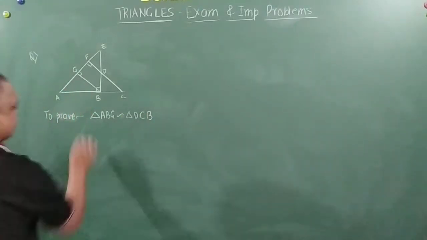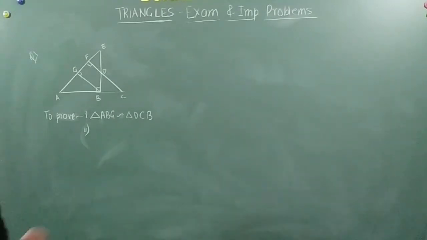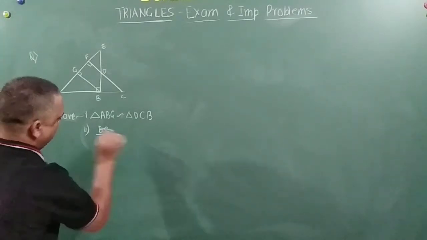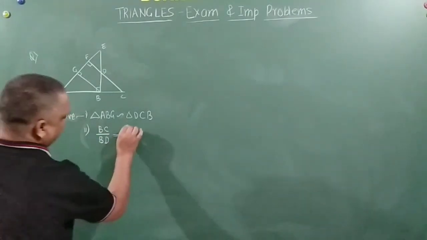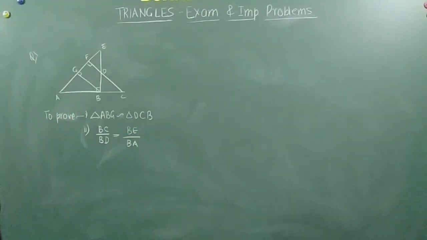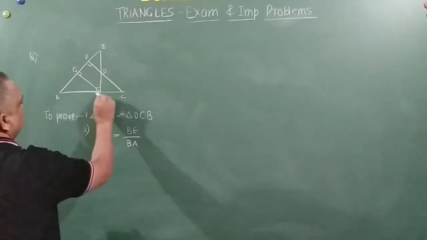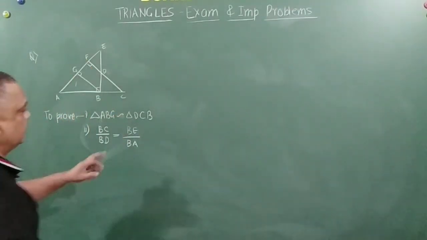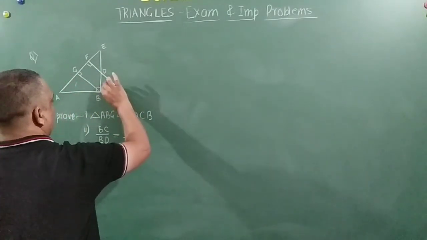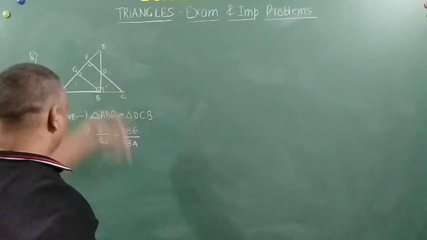Right? This is 1, and we need to prove another thing also. What is BC by BD? It is equal to BE by BA. Right, friends? Okay. So ABG, I'm talking about this triangle. DCB, where is that? I'm talking about this triangle. So this is 90 degrees, that is already given because this is 90, so that is 90.